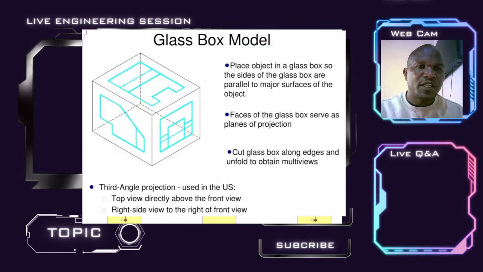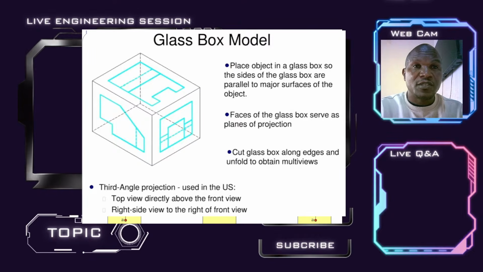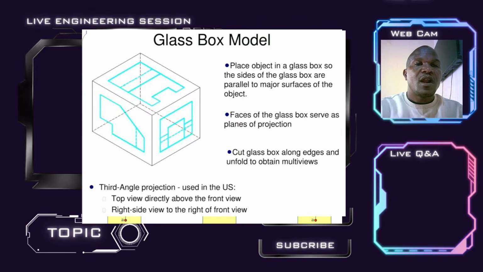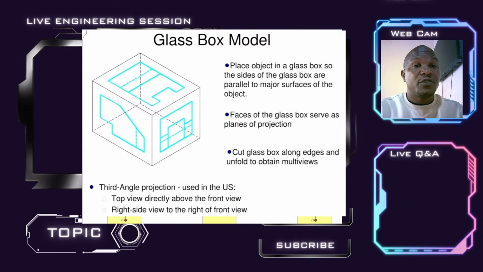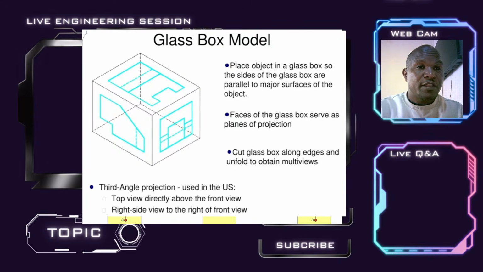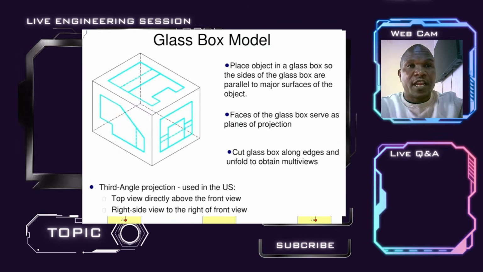You want to understand one thing. Mostly, third angle projection is used in the US. We talked initially about the ISO standards and conventions. So in engineering drawing, for the ISO standard, or international standard, mostly they use first angle projection. And the difference is that the top view is directly above the front view in third angle projection.